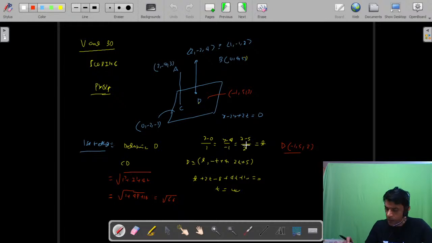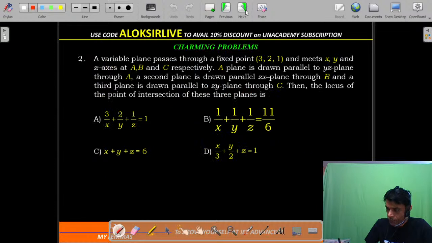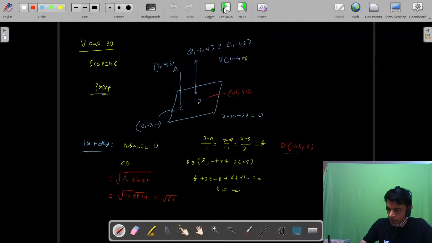The second method, which I will again do for other problems, is that don't find D, avoid finding D. A is known, B is known, and plane is known. So can we do something about it? So it turns out that we can. So let me do it on next page. Let me add the page rather.